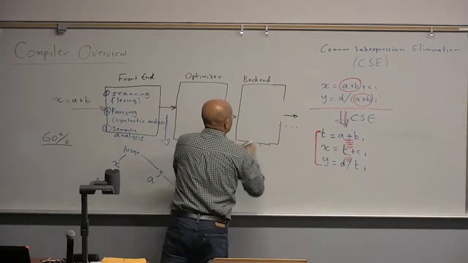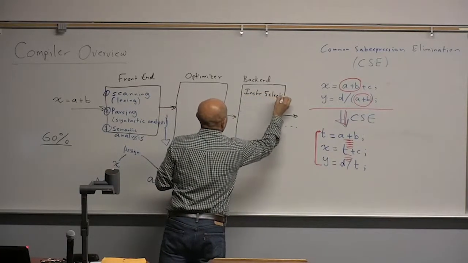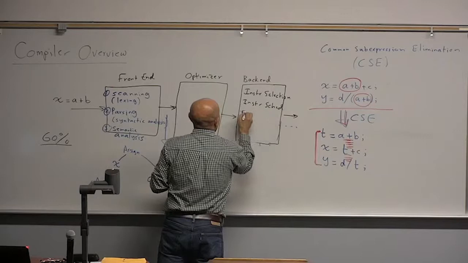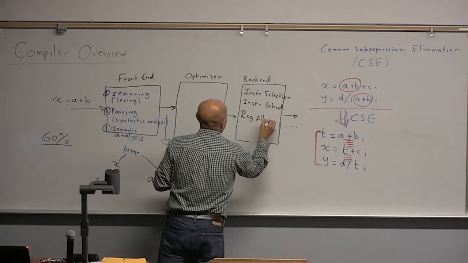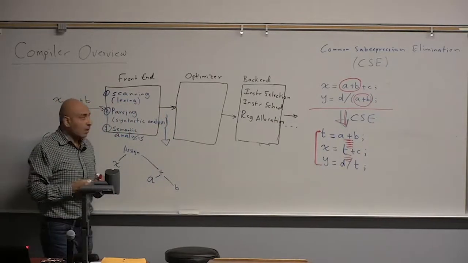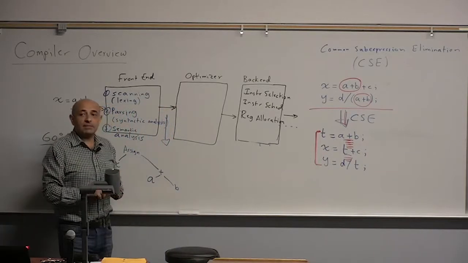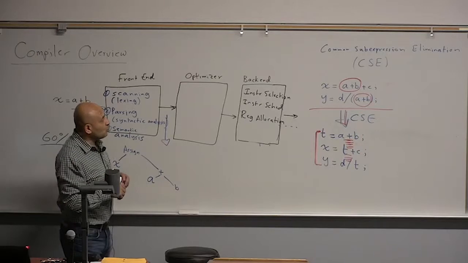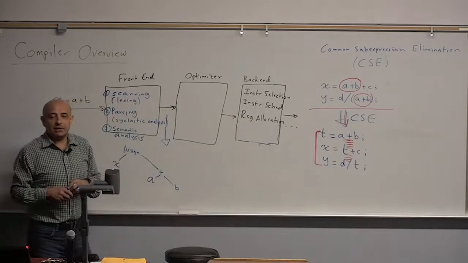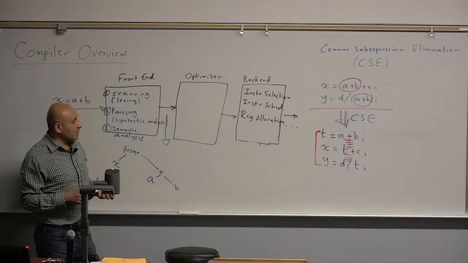Now, the backend is the part that is truly machine dependent. It's the part in which we do instruction selection and instruction scheduling and register allocation. So today, in the remaining 10 minutes, I will give a brief overview of these. But in fact, we'll spend at least 3 more lectures trying to understand what these compiler optimizations do.